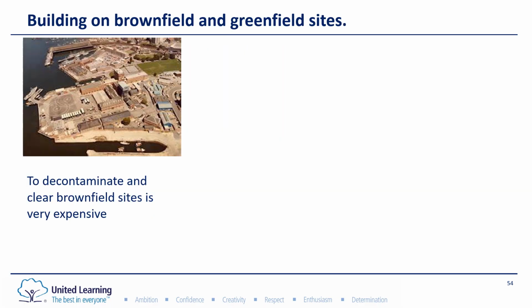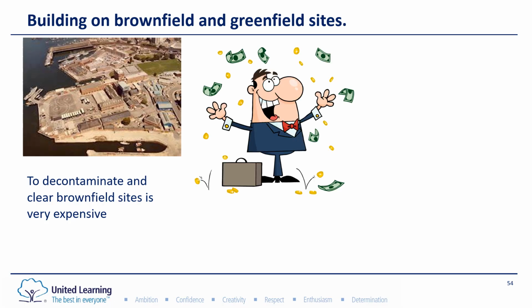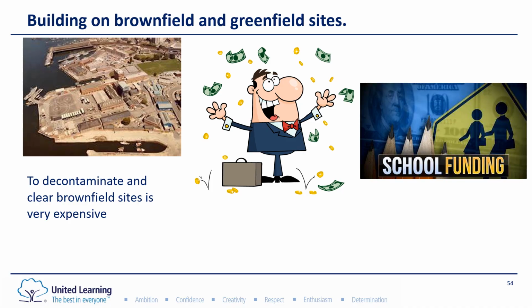Another challenge is building on brownfield sites. This is HMS Vernon. To decontaminate and clear the brownfield site is very expensive. This means the council are going to have to spend millions of pounds in making the site suitable for building on, which means they've got less money for funding schools.